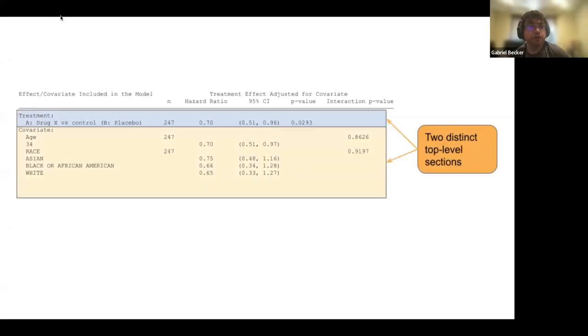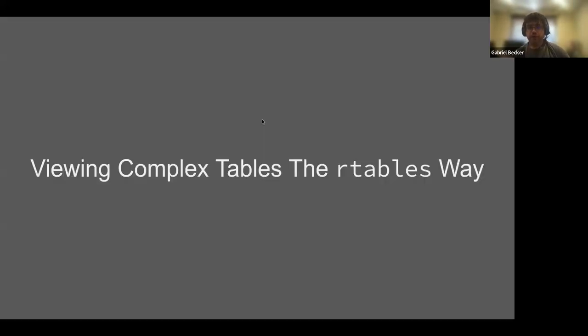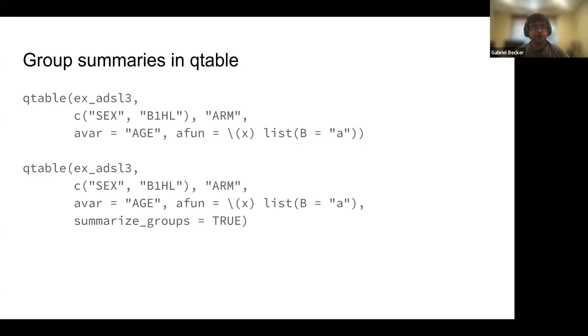All right, so now we're going to step into a more advanced usage of the conceptual framework. And we're going to do this in reverse. We're going to look at a table that is complicated and has multiple parts. And we're going to walk through how to think about it like rtables thinks about it. And then we're going to talk about how that translates into how we would construct it in rtables.